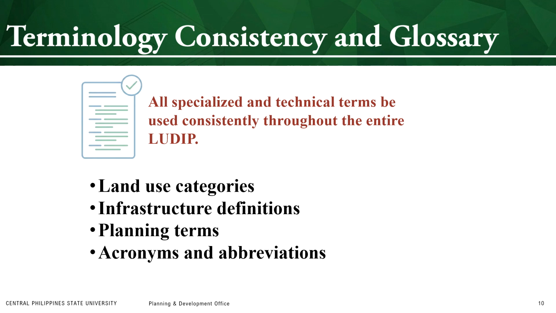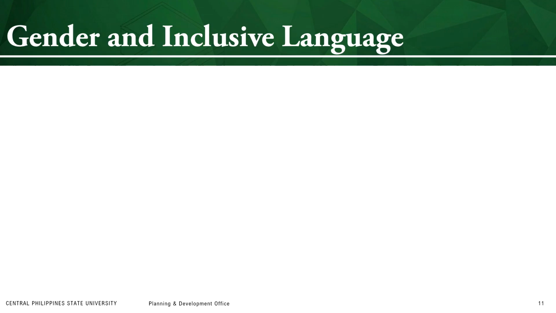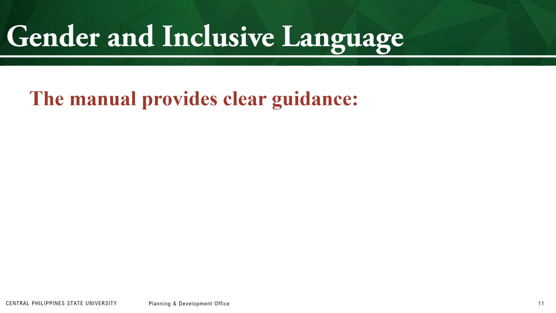Consistency in terminology is a sign of a team that knows what it's talking about. Inconsistency signals confusion, and confusion erodes credibility. Now, gender and inclusive language. This section reflects CPSU institutional commitment to gender sensitivity and equality, and it has direct implications for how you write your LUDIP. The manual provides clear guidance.